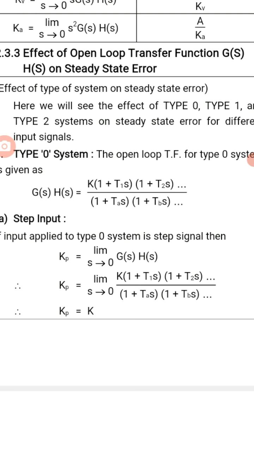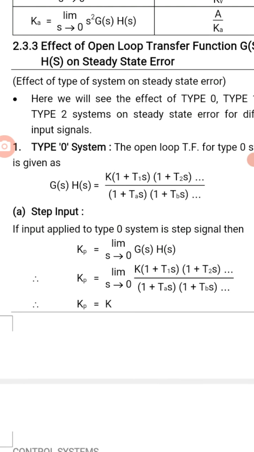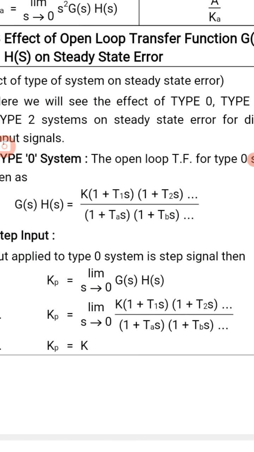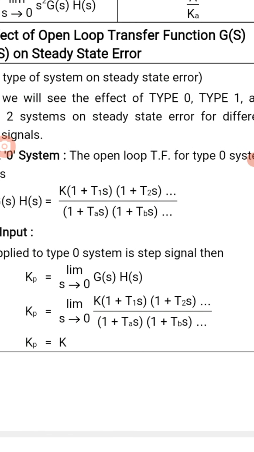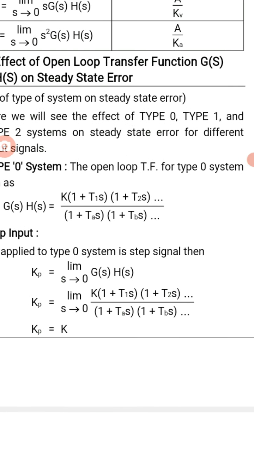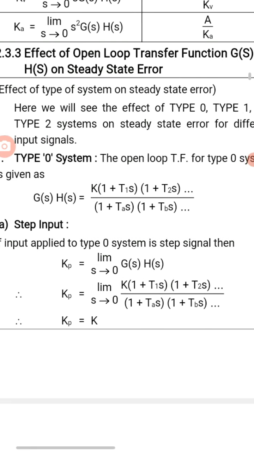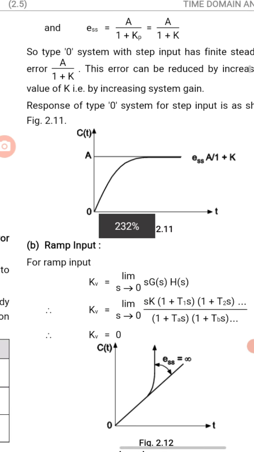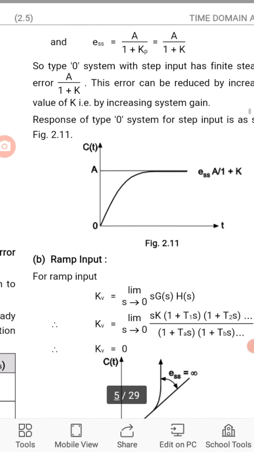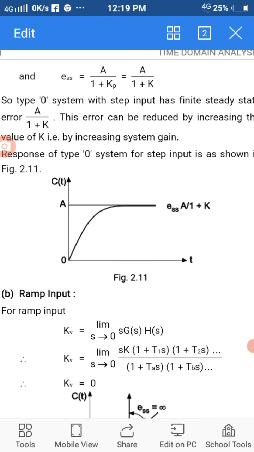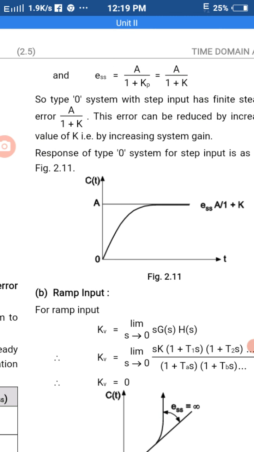So open loop transfer function will be directly K into 1 plus T1 s into 1 plus T2 s upon 1 plus Ta s into 1 plus Tb s. So Kp is equal to K if system is type 0 system. So if input is step for a type 0 system, then steady state error is given by A upon 1 plus K, and for the type 0 system, response is given in a figure.